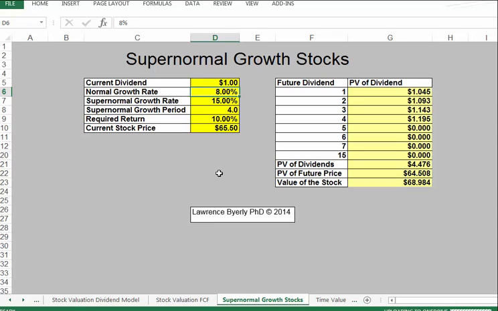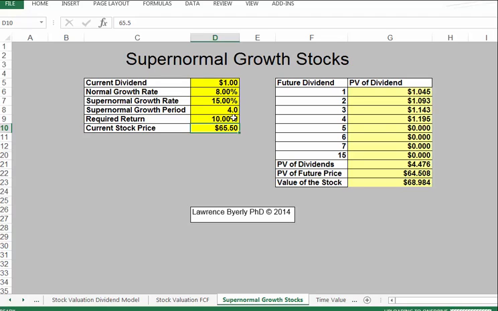However, that's not going to be there forever. Eventually, competition is going to take that away. So what we're estimating here is that for the next couple of years, the supernormal growth rate is going to be 15%. And we've estimated that to last for 4 years. Now, at the end of 4 years, the growth rate of future dividends beyond the 4th year is going to return to the 8%. The required rate of return on this stock is 10%, and the current stock price is $65.50.